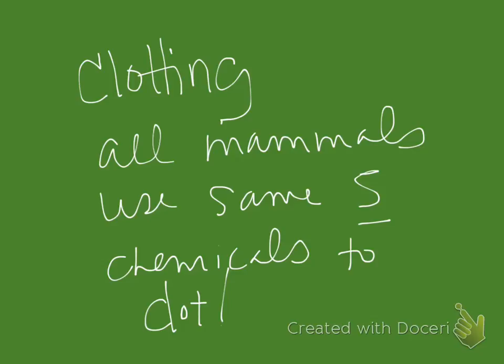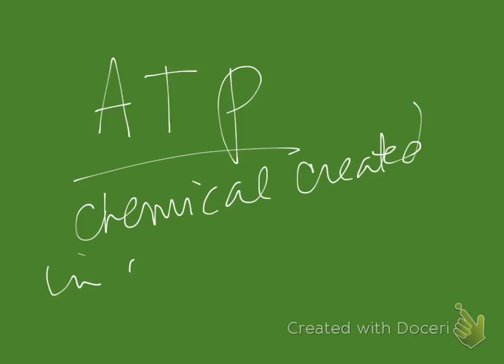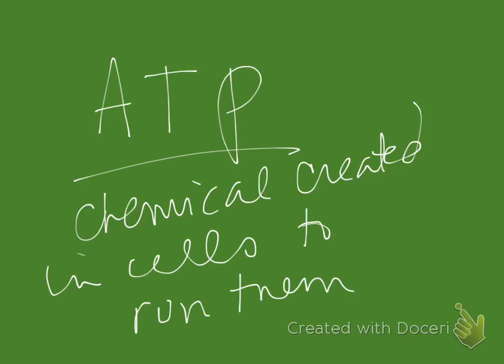Your cells, you eat the sausage pizza or the scrambled eggs or the carrot sticks or the juicy apple or whatever. Your body has to convert that to glucose that your cells can use, and then your cells have to make another chemical that they can actually run on. So the chemical that your cells make is called ATP, and it's the chemical created in cells to run them. Guess how many species on Earth use ATP?